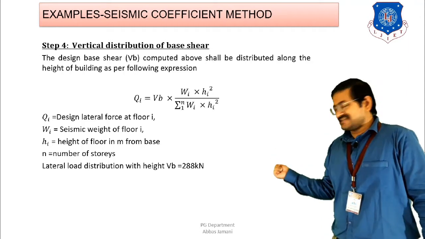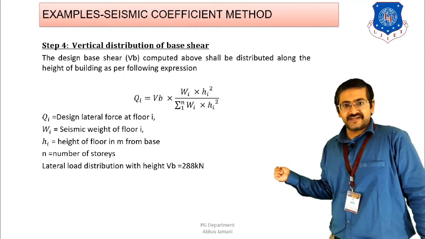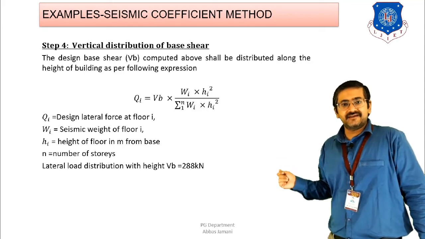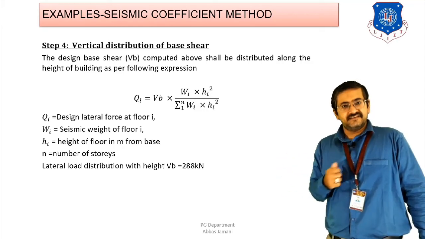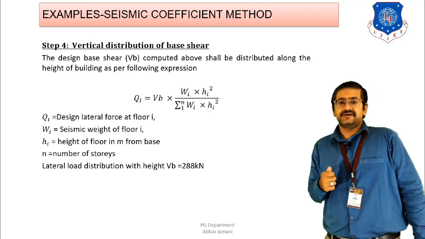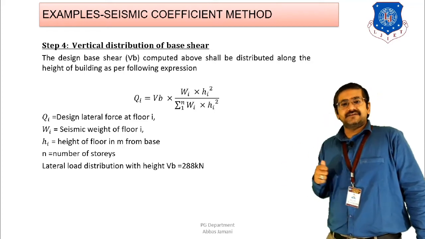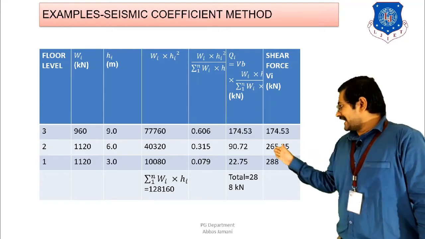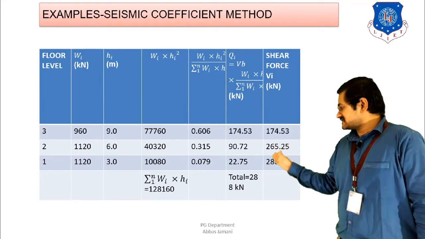Where Q is the design lateral force according to the story, Wi is the weight at the individual floor level, hi is the height of the building, and similarly Vb is the value of the base shear that we have calculated, right? So now when I substitute all these values, I form this type of table where I am writing the floor level as 3 to 1.